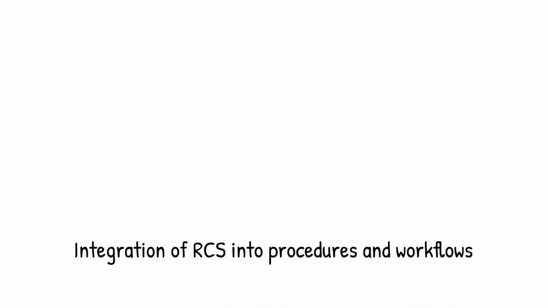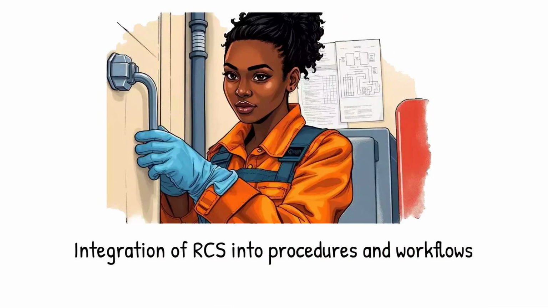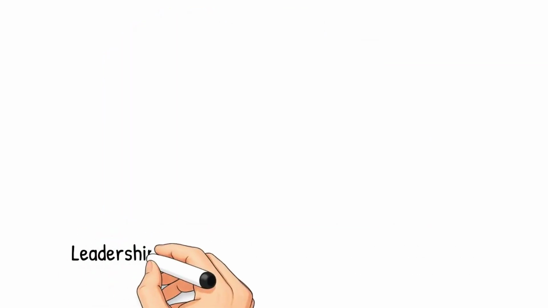The second step is integration. RCS must be built into procedures, training, and workflows. For example, if an RCS requires lockout-tagout before maintenance, the procedure must reflect it, the training must teach it, and the workflow must enforce it. Integration ensures that controls are not optional.